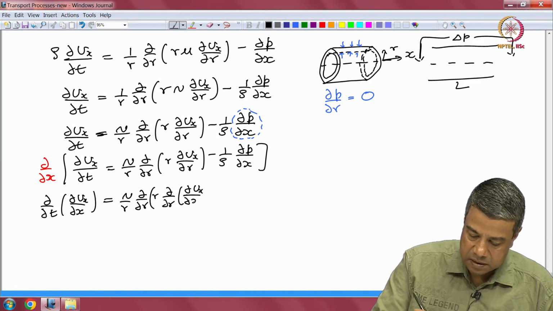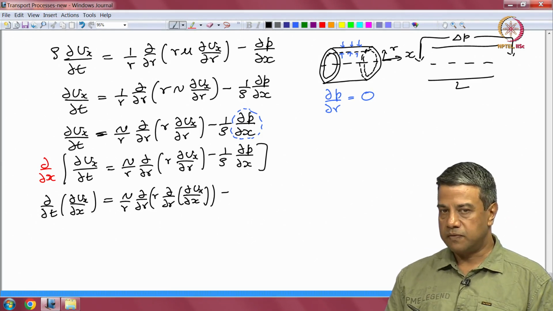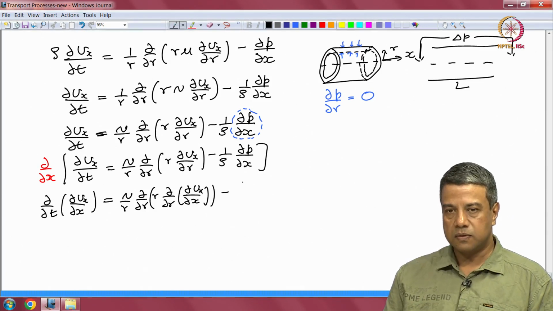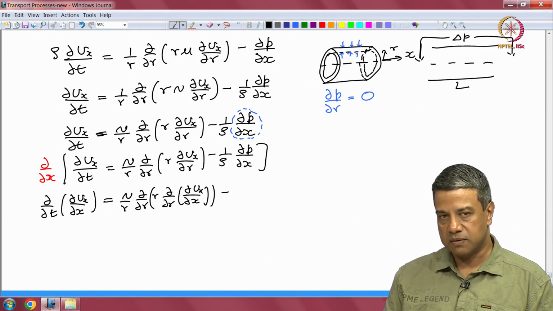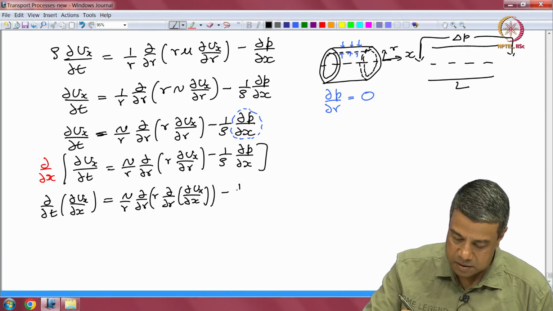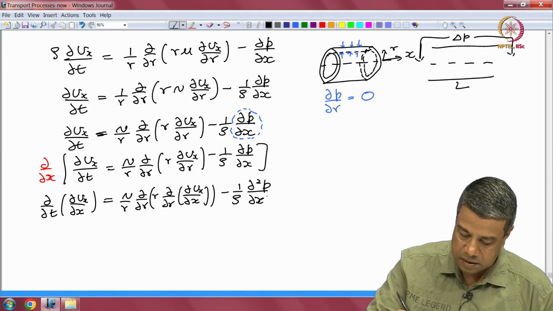by partial x. And for incompressible flow, density is a constant. So, therefore, there is no derivative of the density with respect to x. So, I will get minus 1 by rho d square p by dx square.